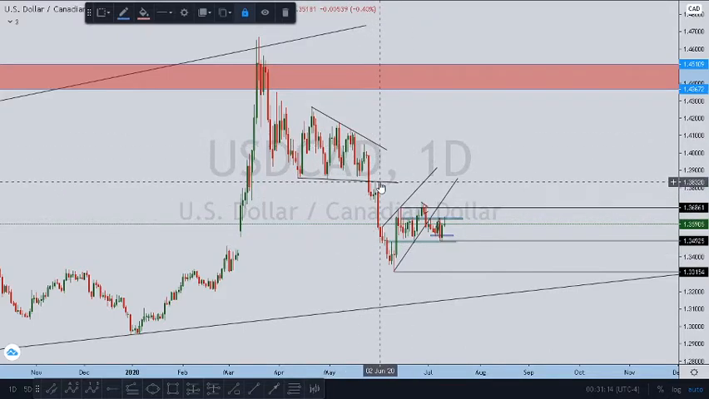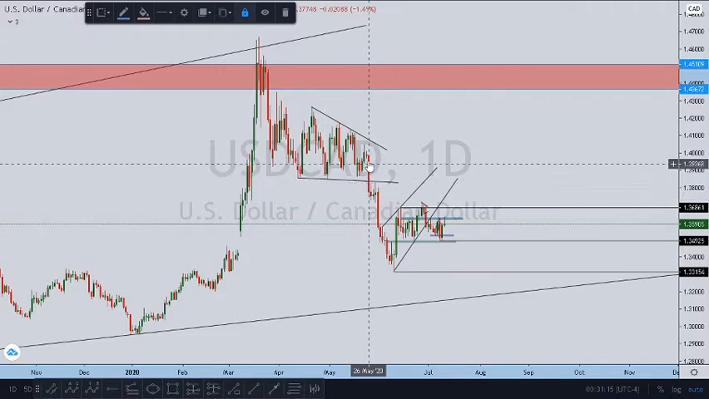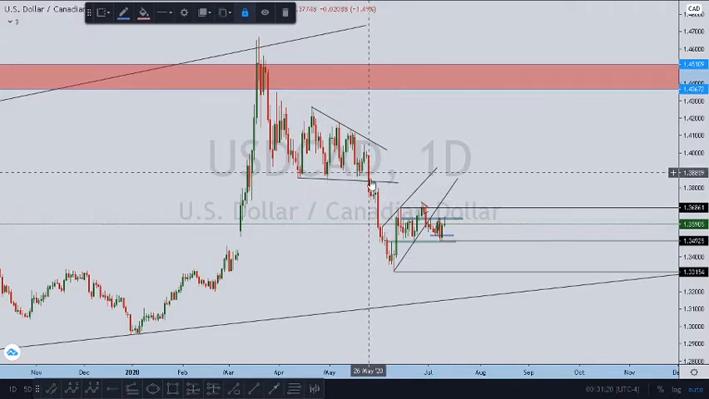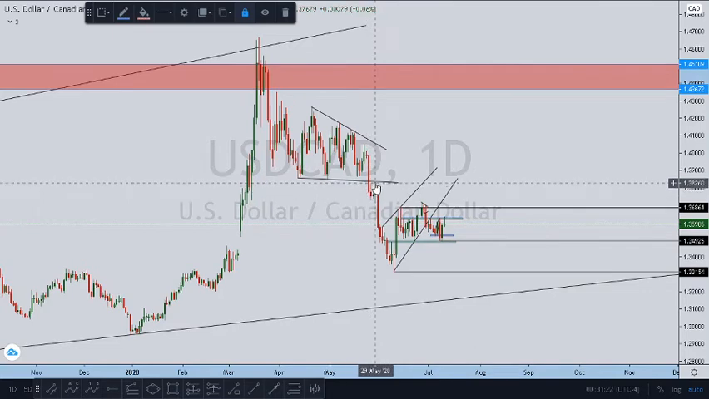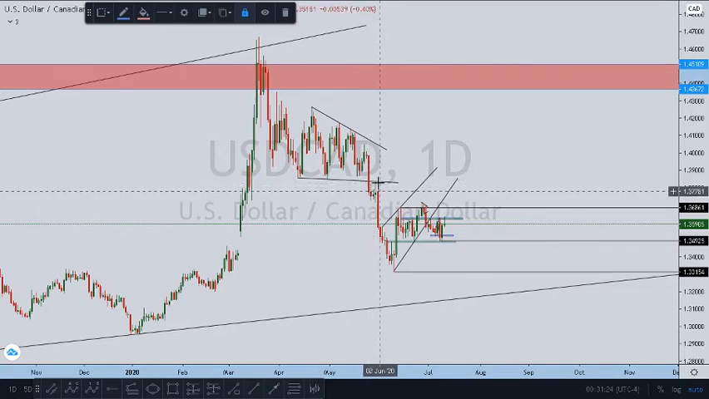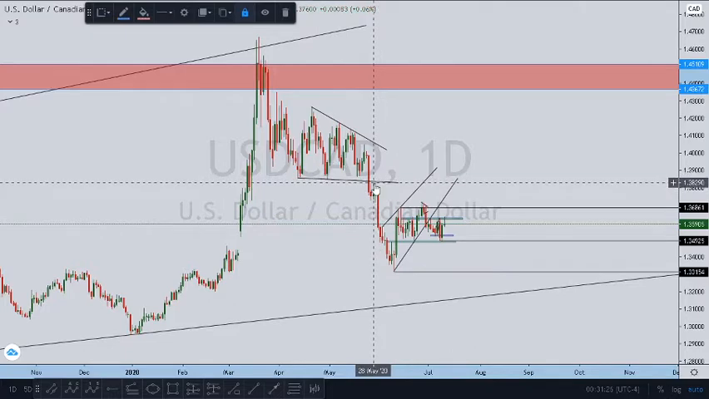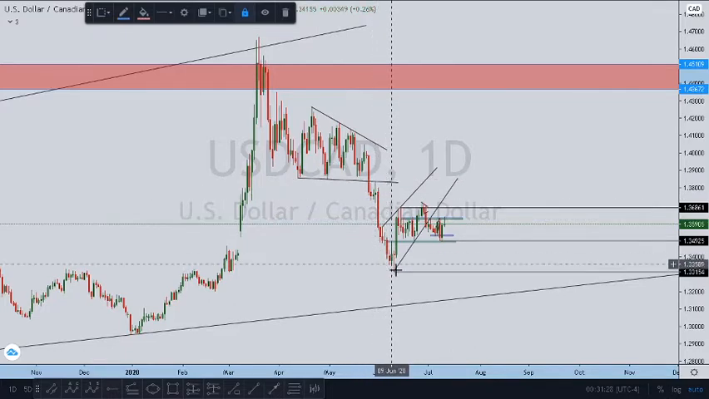What do we see here? Support is broken impulsively, so that candle went right through the line. That support there is broken. Price came, retested it. When support is broken, it becomes what? Resistance.